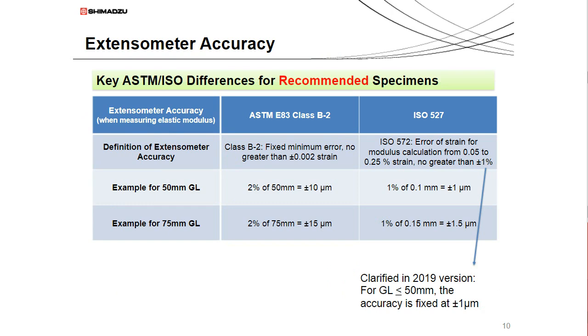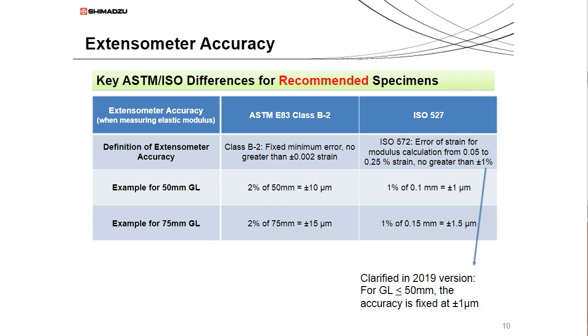Comparing ISO and ASTM, there are some key differences within the extensometer accuracy requirements. The reason is that within ASTM D883, Class B2 extensometers are required to have an accuracy of plus or minus 5%, only down to a lower limit of 2% strain. So that means that for a 50 millimeter gauge length, the accuracy has to be within 10 microns for low strain measurements. ISO, on the other hand, has a lower fixed limit of 1 micron absolute accuracy, and they state that the error of strain for modulus calculations can be no greater than 1%.